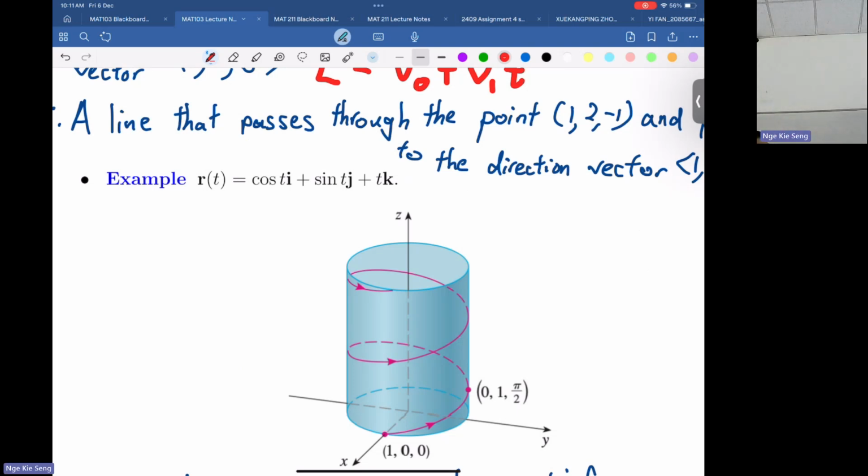For this one, let's look at this space curve. The first coordinate is cos t, the second coordinate is sin t, the third coordinate is t. You can see that the first and second coordinates, cos t and sin t, will satisfy what kind of equation?